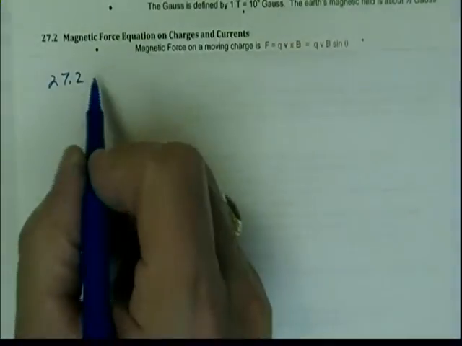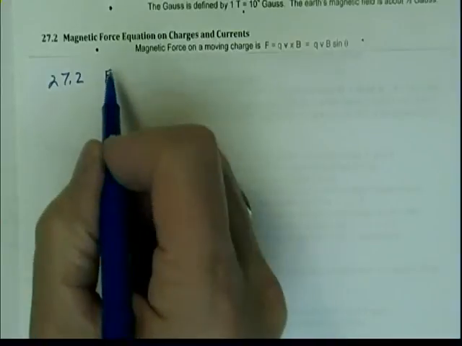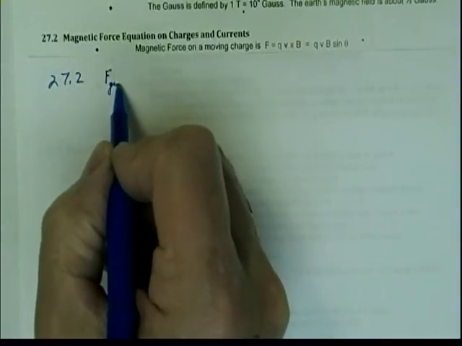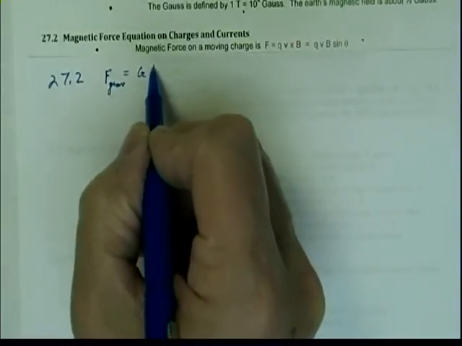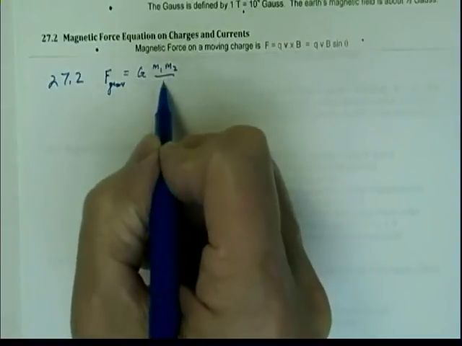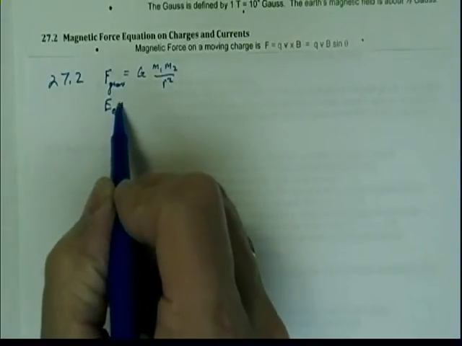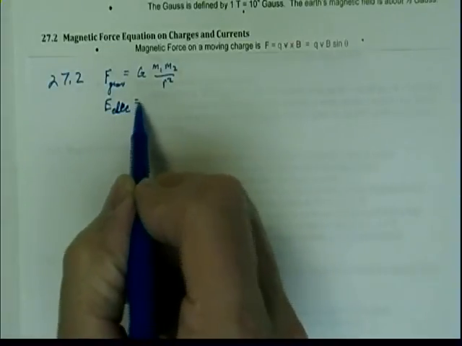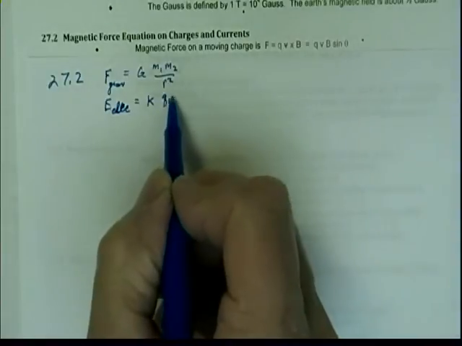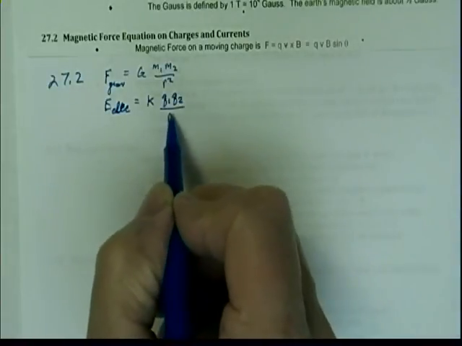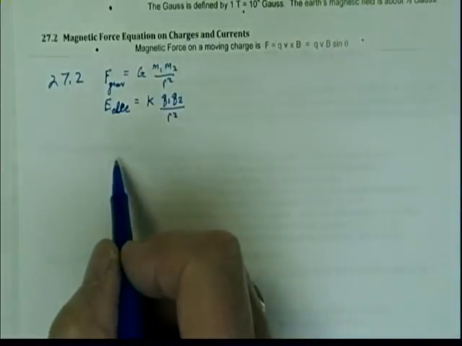Now you've had certain forces so far. What are those forces? Well, you recall that the forces we've studied are the force of gravity, which is G m1 m2 over r squared, and is always attractive. And we've had an electrical force, and that's K q1 q2 over r squared. Very similar to the gravitational.